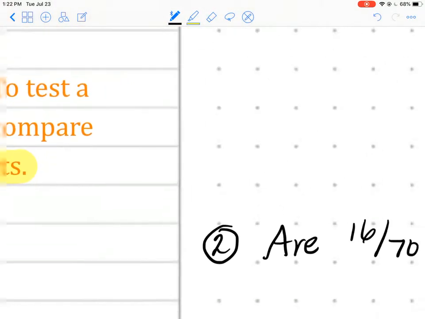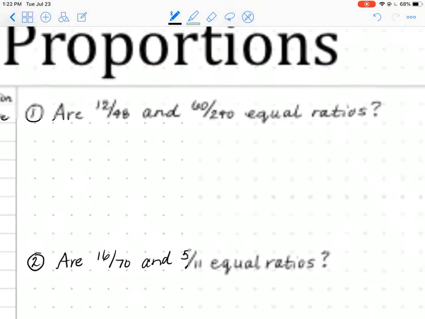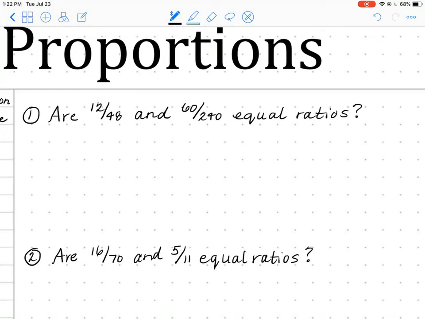So let's take a look at example number 1. The question says, are 12/48 and 60/240 equal ratios? Well, we could use the skills that we've learned for simplifying and break both of these down to lowest terms. That would certainly work, but that would take a while. So here is the way to test a proportion.